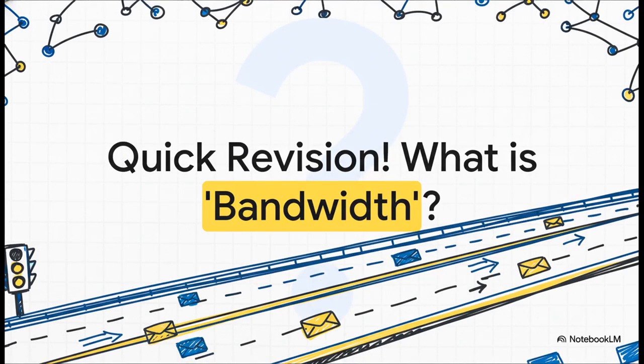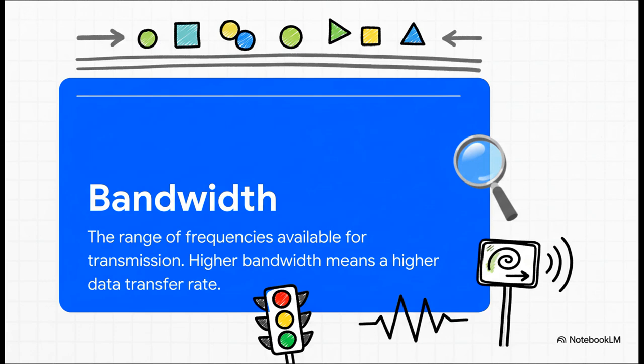All right, let's do a quick revision round to lock in these concepts for the exam. Ready? First question. What exactly is bandwidth? Pause for a moment and think about it. Did you get it? Bandwidth is simply the width of our data highway. So a wider highway, or higher bandwidth, means more data cars can travel at the same time, which means faster speed. So the crucial point is, more bandwidth equals faster internet.